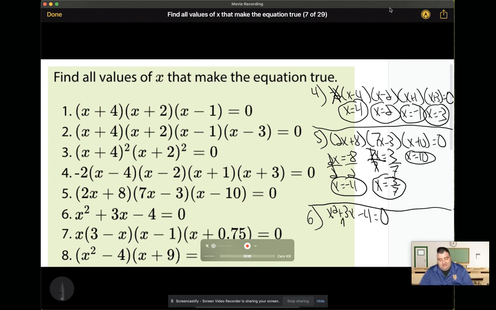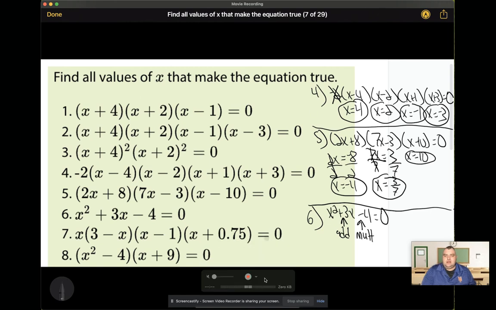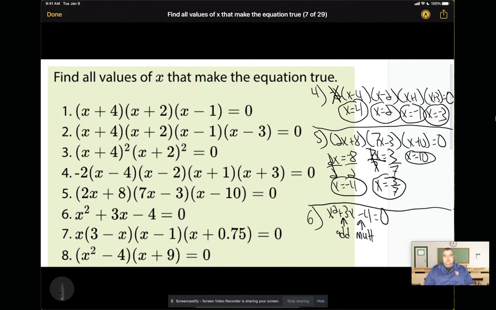If you forgot how to do that, basically what I need to do is look for two numbers so that when I add those two numbers, I get positive 3. And when I multiply those same two numbers, I get negative 4. So in this case, that's going to be positive 4 and negative 1.